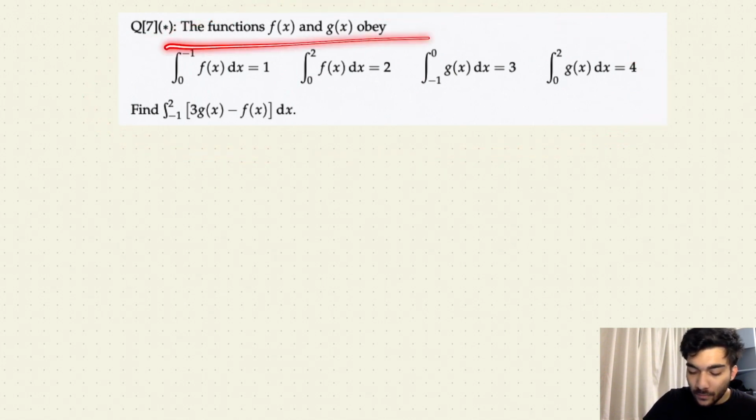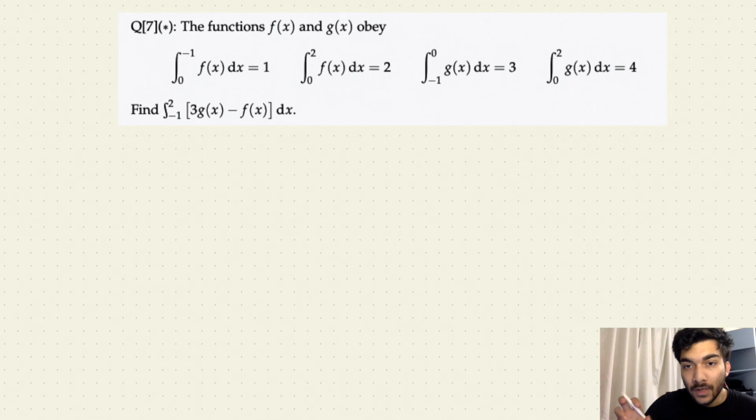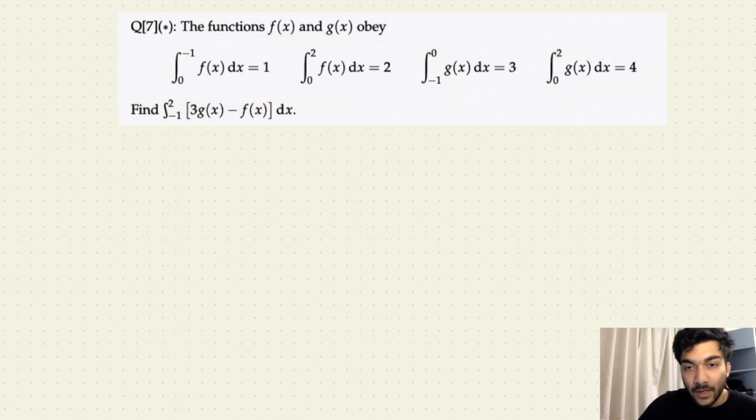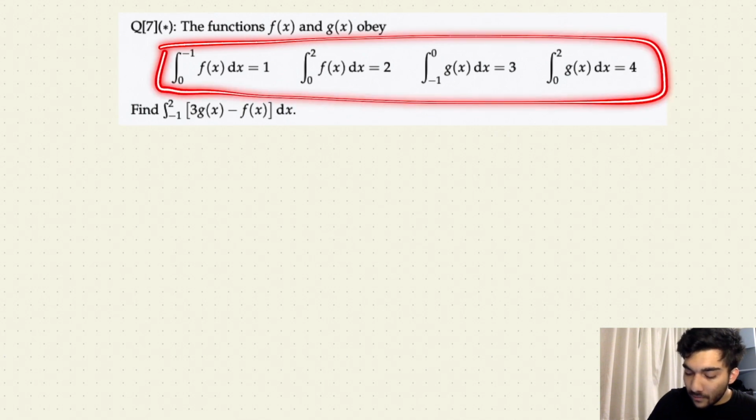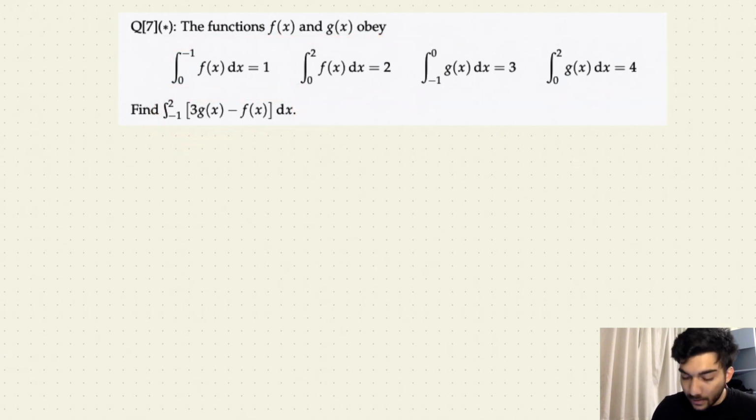In this question, you have been given f(x) and g(x), which are two integrable functions, and you've been given the area under the curve for some given endpoints as well. So you have been given the definite integrals based on different endpoints, and based on the given information, you have to calculate this definite integral. Now let's start with what we have to calculate in this question.